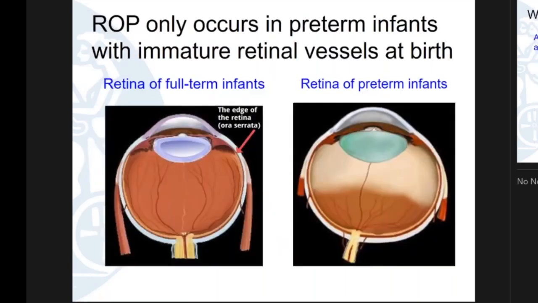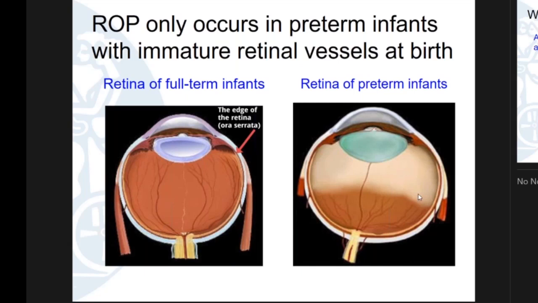For those of you who are not familiar with retinopathy of prematurity, it only affects preterm infants, and that's because preterm babies are not born with a completely mature retina, and in particular, the blood vessels are not fully formed. On the left, you'll see a full-term baby's eye, and you can see the retinal blood vessels reach the edge of the retina, which is called the ora serrata. In a preterm infant, the blood vessels have not reached the ora serrata, and you have this large area where there are no blood vessels. And it's changes in this part of the retina here which produces the growth factors which lead to RoP.